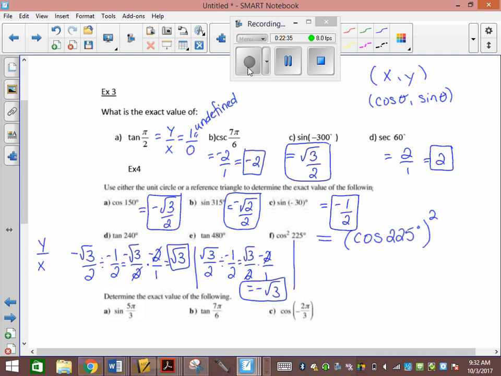Okay? So if we find out what's the answer to cos 225, so what is x at 225? It's negative root 2 over 2. But now we have to square it. Square a negative becomes a positive. Square a square root, the square root sign goes away. Square a 2, you get a 4. So it's a half.